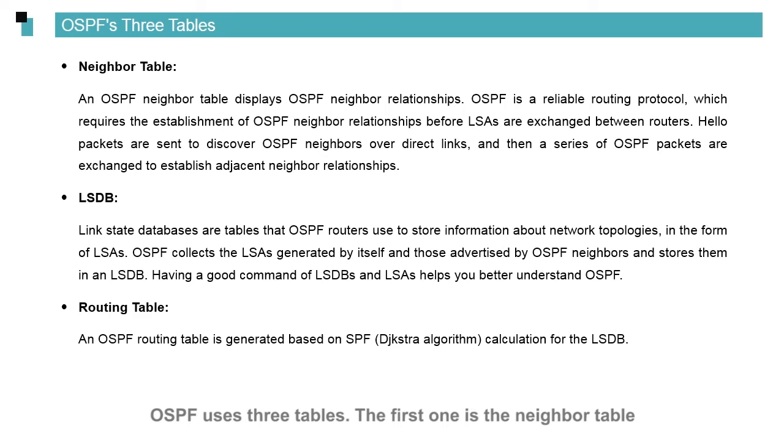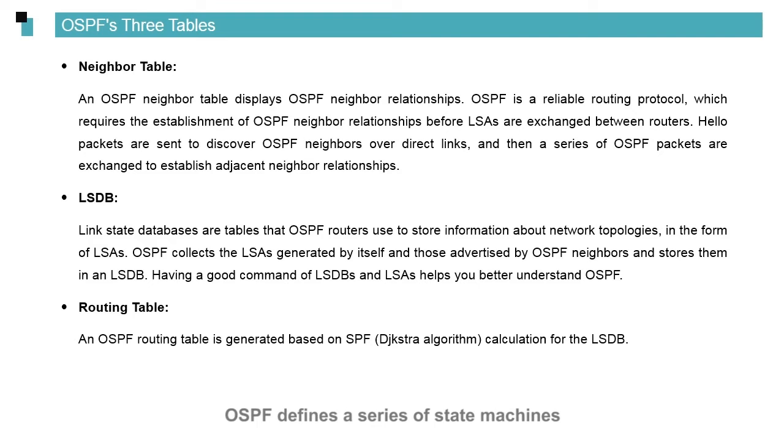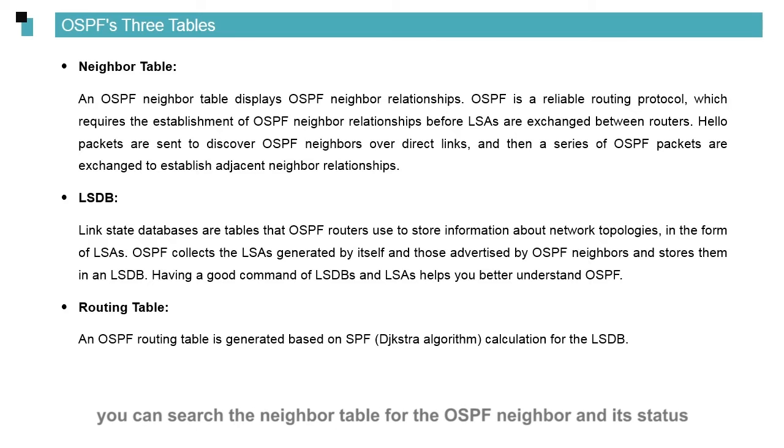OSPF uses three tables. The first one is the neighbor table. We have mentioned before that two OSPF routers have to establish a neighbor relationship before working. OSPF defines a series of state machines, and an OSPF adjacency is established correctly only after the OSPF routers both enter the fully adjacent state. After an OSPF router discovers a neighbor on the link, it writes the neighbor information to this table. OSPF requires that every two neighbors be directly connected. OSPF neighbors cannot be connected through other routers. When you troubleshoot a link failure, you can search the neighbor table for the OSPF neighbor and its status.